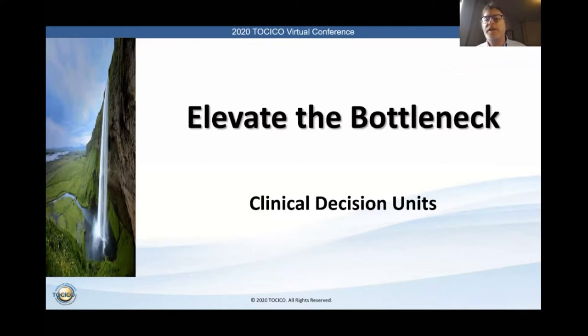CDUs are particularly effective when run by ED physicians and care is driven by protocols. CDUs can help when the bottleneck is an ED bed, since it is easier to move patients out of the ED and into a CDU than it is to admit patients and move them to an inpatient unit. And when a CDU is run well, it can also alleviate an inpatient bottleneck because each CDU bed is equivalent to 1.5 to 2 inpatient beds.